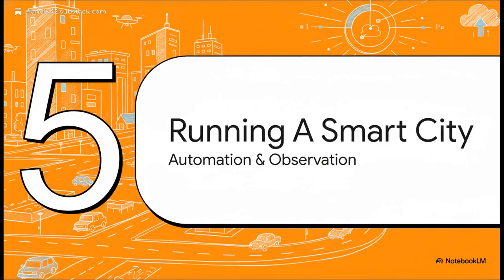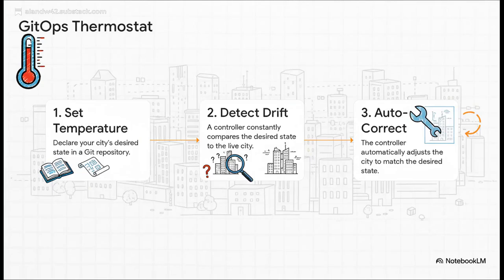Okay, so where are we? We've built a city that works, and we can even update it safely. But here's where the real power of Kubernetes comes in. We can turn this into a smart city, a city that can pretty much manage, heal, and observe itself without a human having to constantly intervene. And this is where the absolute magic of something called GitOps comes into play.